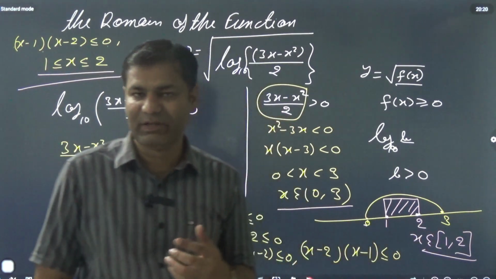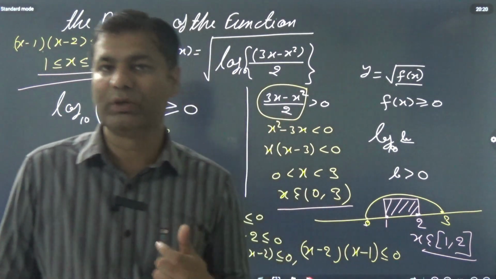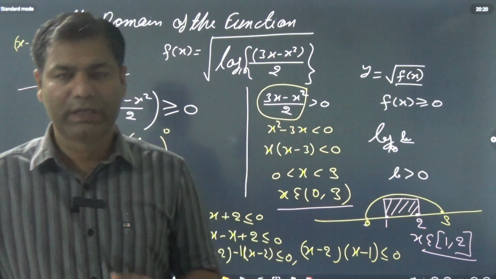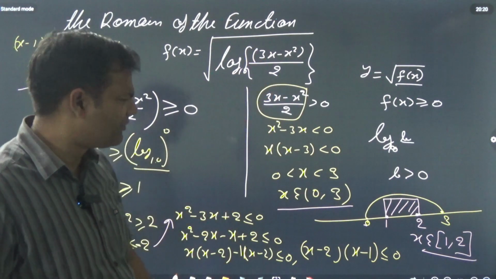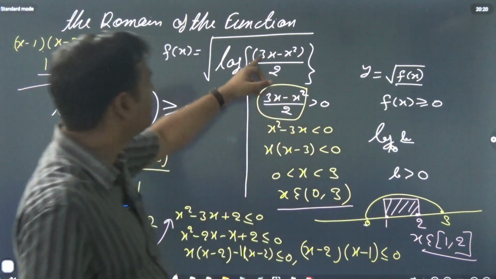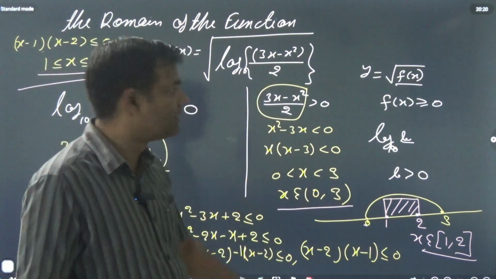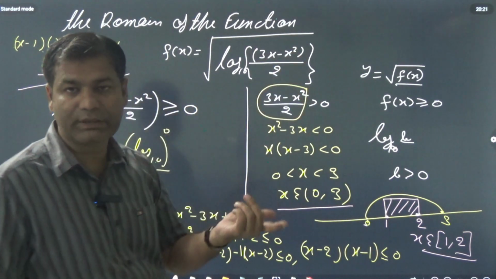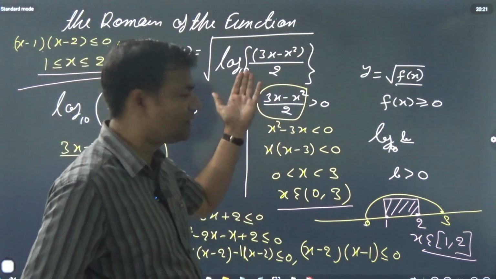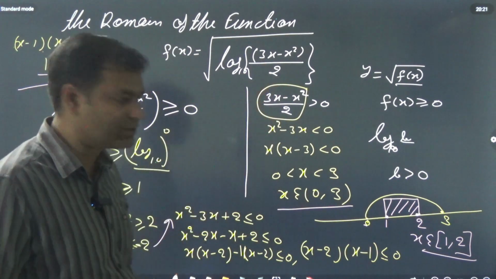If we select any value in between 1 to 2, or equal to 1 and 2 also, then we get that the function is defined. If you select any value, suppose that 2 put here, 3 into 2 is 6, here 2 square is 4, 6 minus 4, that is plus 2. Clear? So it is also defined. Clear or not? So make it.